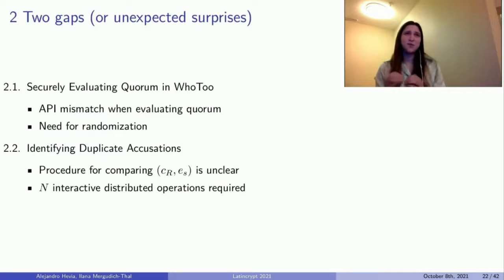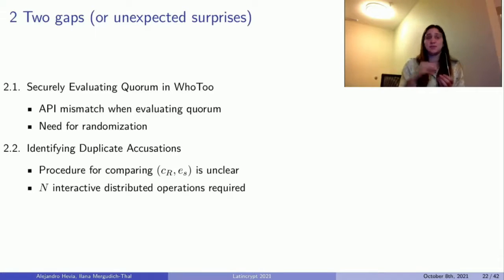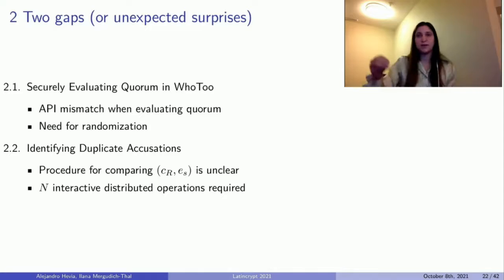So now I'm going to go a little bit into these first 2 gaps, or unexpected surprises that ended up being very inspiring. They inspired all of this work. So the first one occurred when the servers had to check if the quorum has been reached. What Who2 does is it uses privacy-preserving polynomials to check this, but it was not clear how to use them securely. So we figured out that using an extra step of randomization could fix the issue and required a pretty straightforward proof, as I said before.